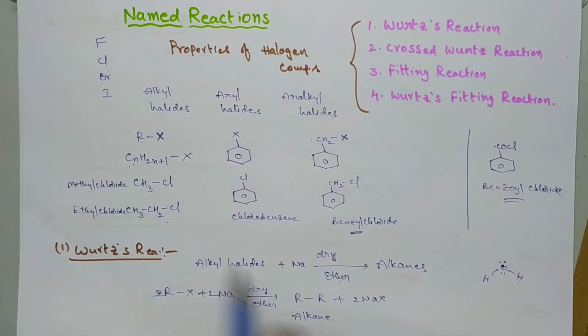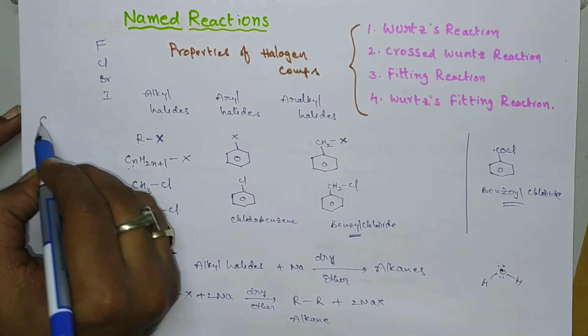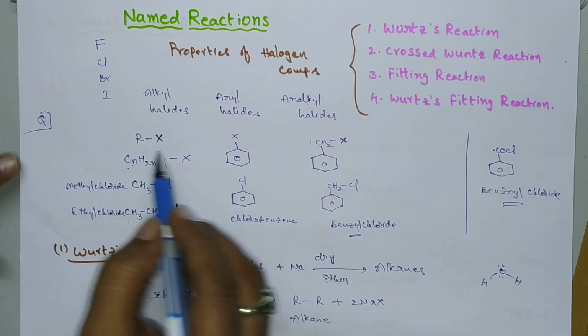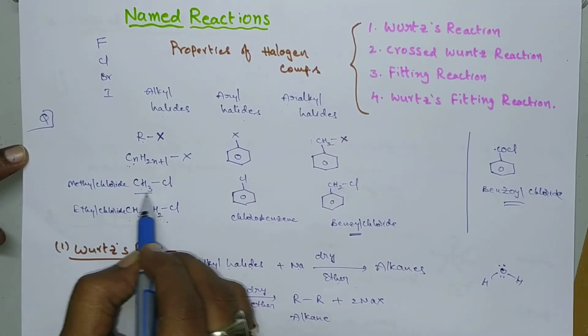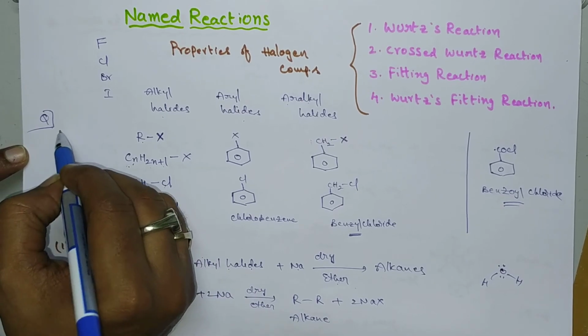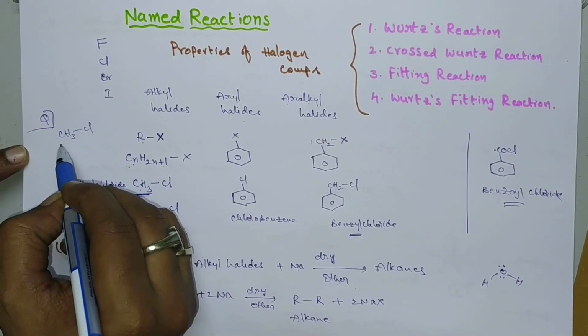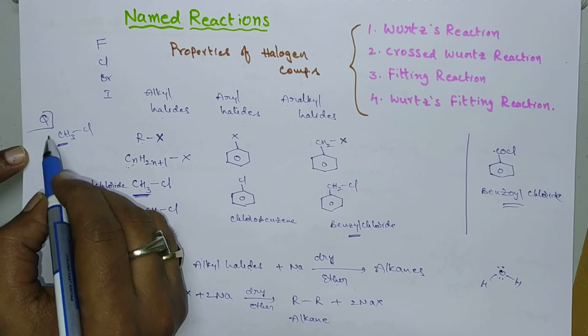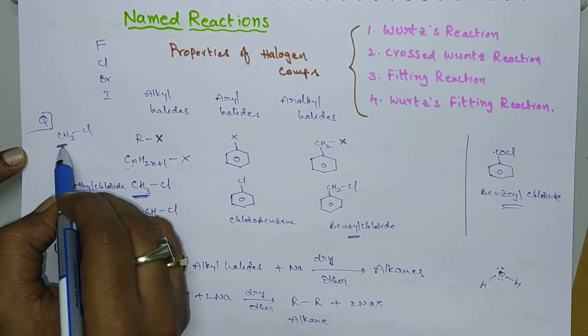Now move on to the question of the day. Here is a small question for you. What is the hybridization of this carbon? Here CH3Cl is there. In methyl chloride, what is the hybridization of this carbon?